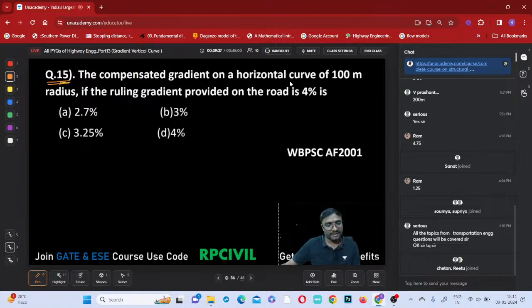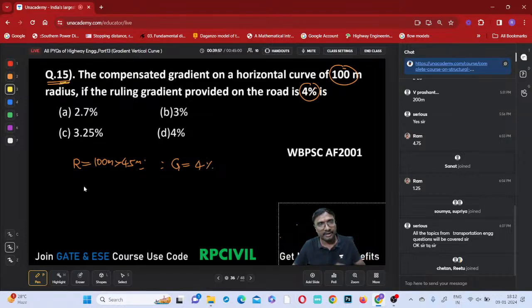What is it? Compensated gradient on a curve of radius 100 meters, right? The radius of this curve is 100 meters. So it is greater than 45 meters, which one do we have to use? The second formula. If the ruling gradient provided on the curve is 4%, the original gradient will be this 4% only, right?